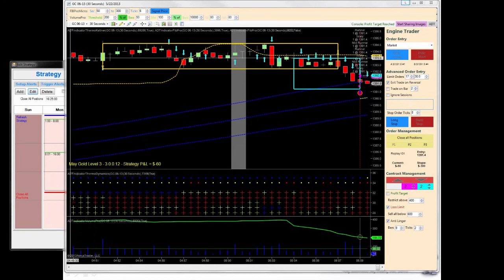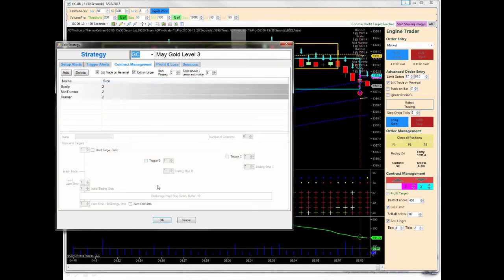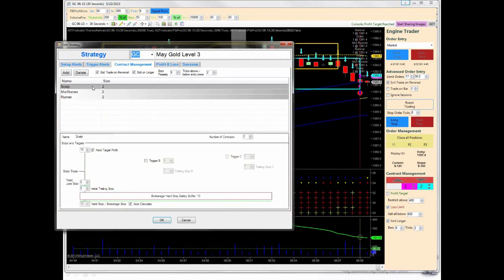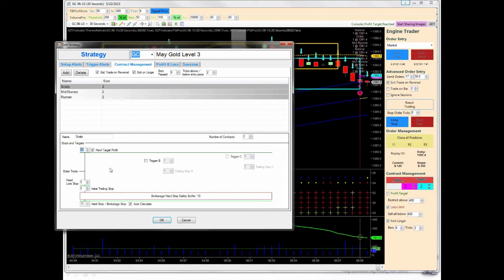Just to clarify, when I'm talking about positions, we're talking about contract management. I've got my scalper, my mid-runner, and my runner. My scalper is very simple. It runs with a trail of 5. If it hits 10, it takes profit.